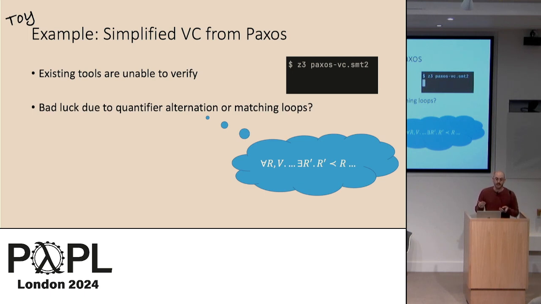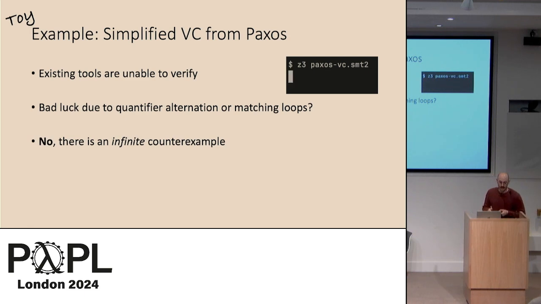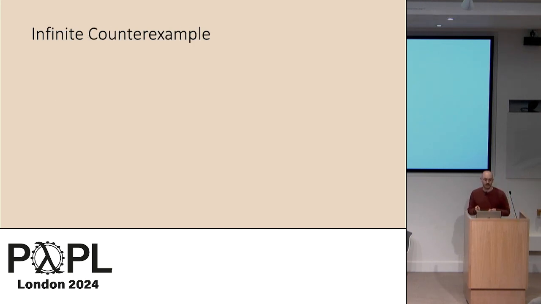So is this just bad luck due to the quantifier alternation in the formula? It's a complicated formula. Maybe if we wait a little longer, we'll get a proof or a finite counter model. No. This formula only has infinite counterexamples. Okay, so how does this infinite counterexample look?